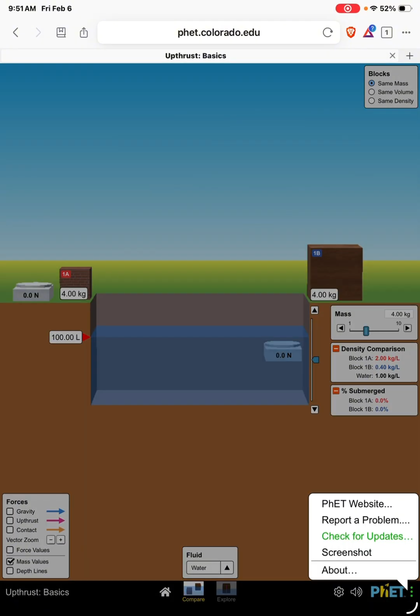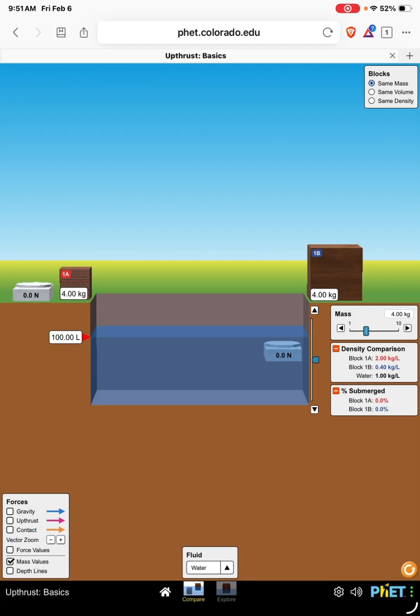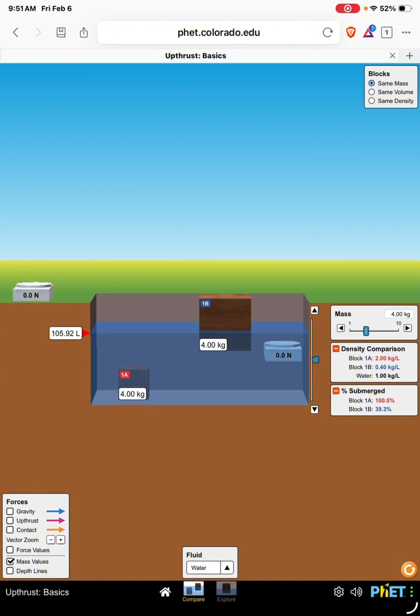Let's show the vectors too. I want the gravity. Okay, it doesn't work for some reason. Maybe. All right. So this floats and it displaces 4 liters of water. And why is that? Because the density is 2 kilograms per liter. So it displaces 4 liters of water because it's 4 kilograms. But this one submerges.